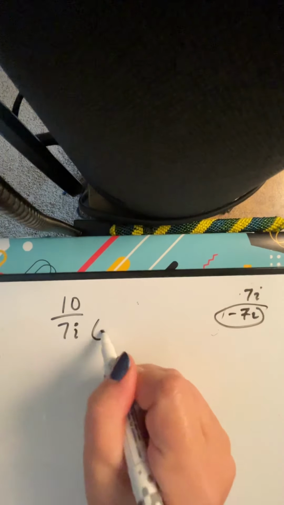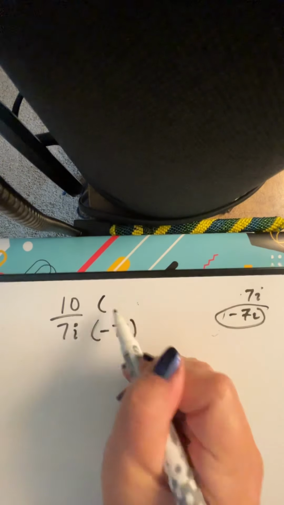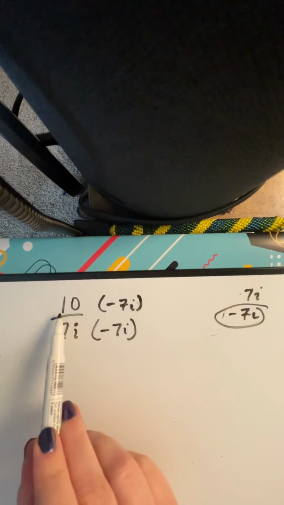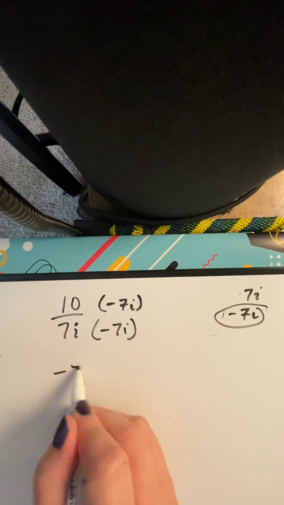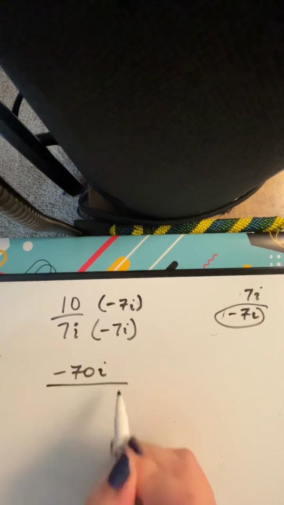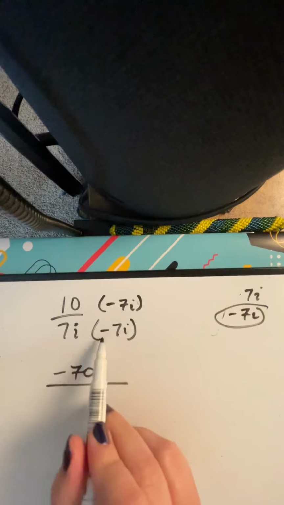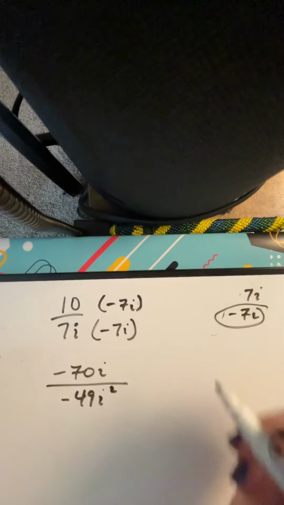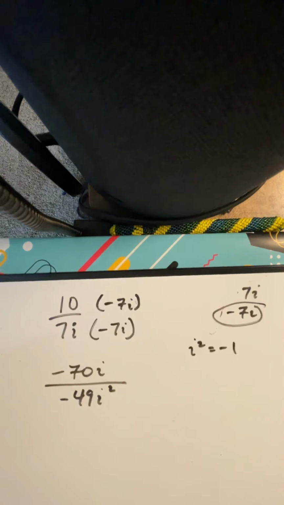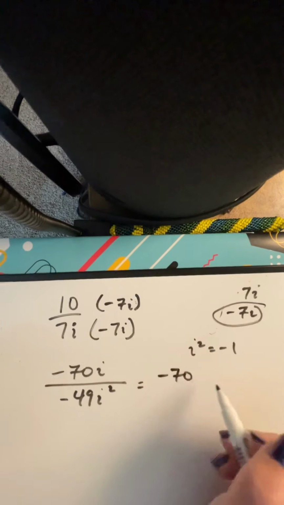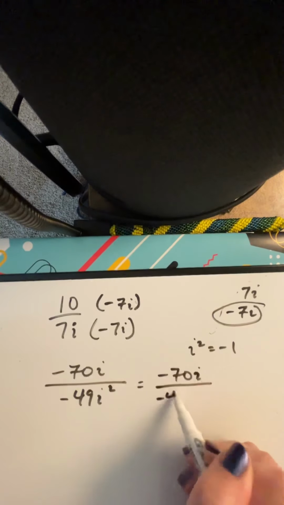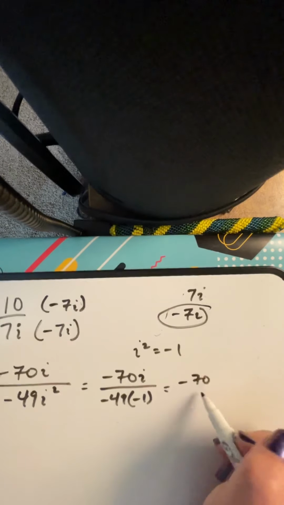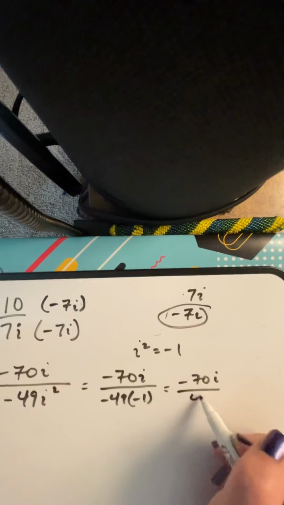So what we're going to do here is multiply the numerator and the denominator by the complex conjugate of the denominator. So in the numerator, we're going to get 10 times negative 7i, so that's negative 70i. In the denominator, we get 7i times negative 7i, so that's going to give me negative 49i squared. We know that i squared equals negative 1, so we can rewrite this as negative 70i over negative 49 times negative 1. So that gives us negative 70i over 49.